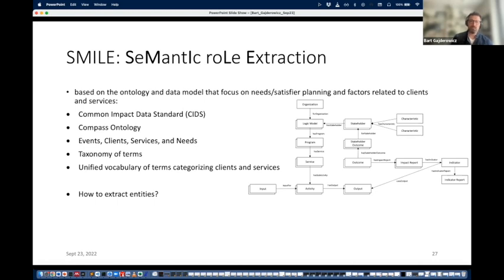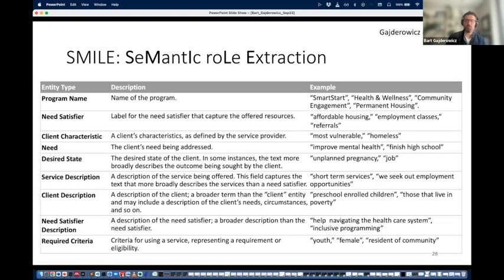Okay, so the question then is, if you have all this information, you have all these concepts, you have the service descriptions, how do you actually extract this information? How do I identify what is a program, what is a service, and what is a client? And how do you link those concepts together and build these semantic relationships between these concepts that you have in the data? So I'll show you our attempts at this, and I'll show you what the current solution is.